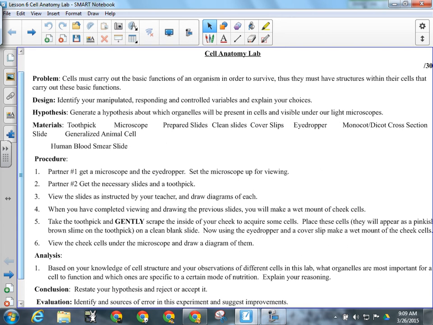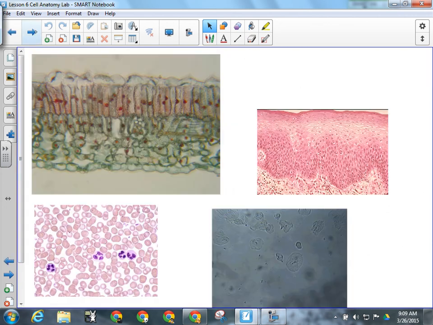We're going to be looking at a monocot dicot cross section. What that means is this. We're looking at a leaf. We're looking at a leaf that's been cut this way. So they've snipped it like this, and we're looking at it straight on. So in its thinnest dimension, that way we can see the layers of the leaf. So it's going to look something like this. So we'll be looking at it like this.